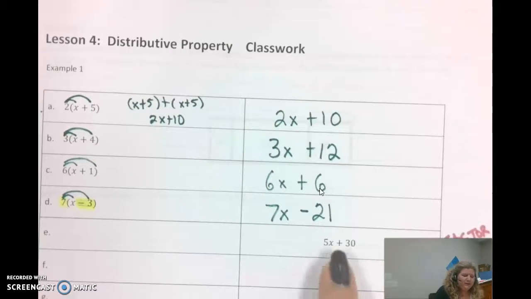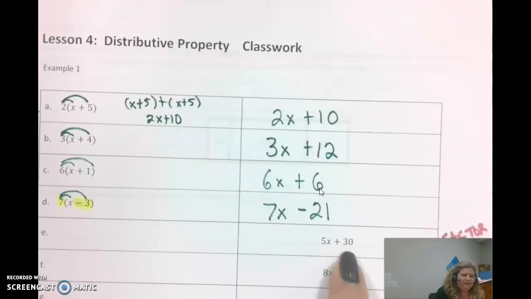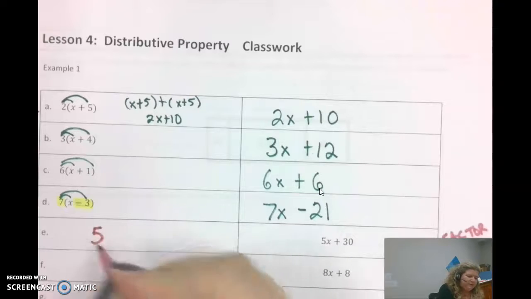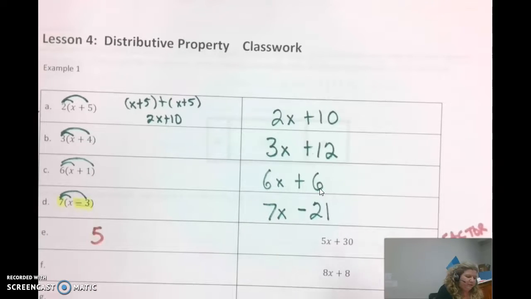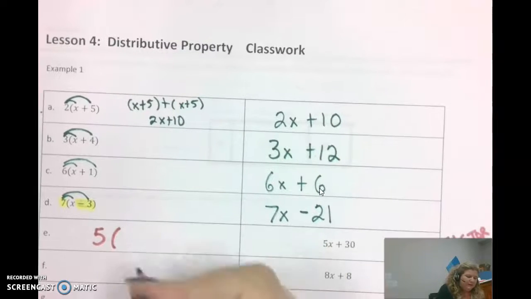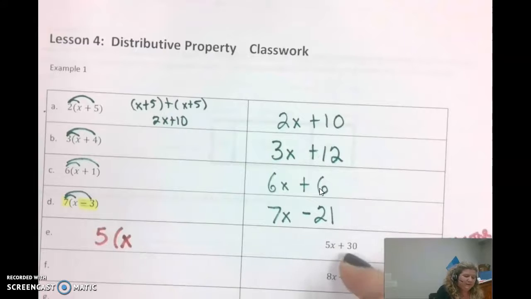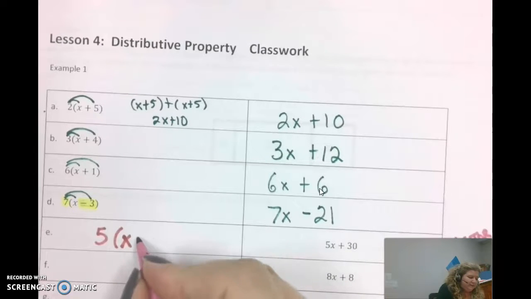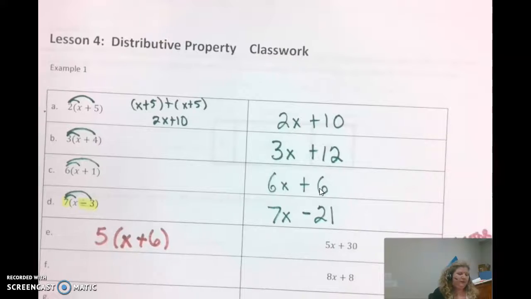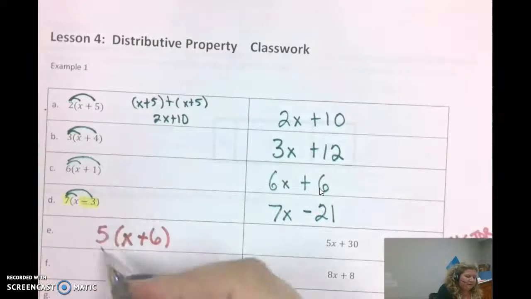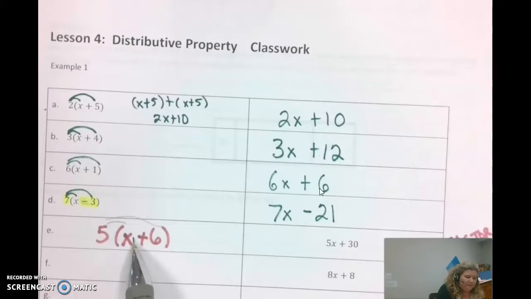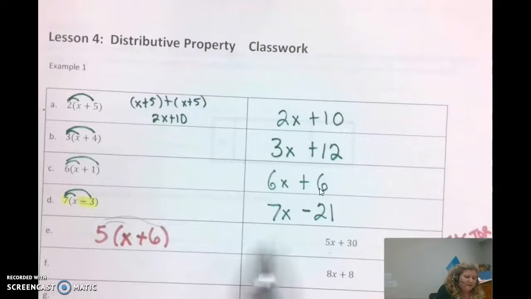So if I was thinking 5 and 30, what is a common factor they have? So I could divide each of those by 5 and get a whole number. So if I were to divide 5x by 5, I would get x. If I were to divide 30 by 5, I would get 6. And I can always check myself by working it out again. 5 times x is 5x, 5 times 6 is 30.